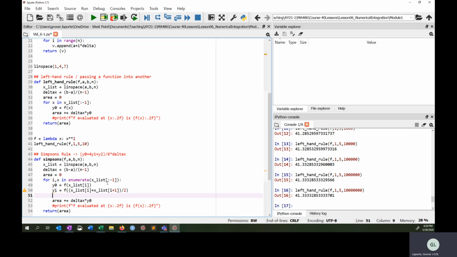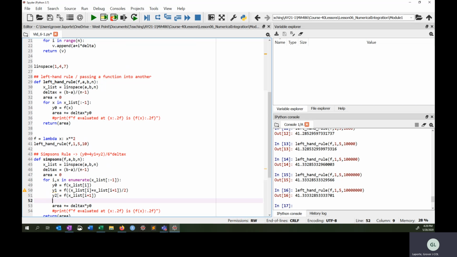And then Y2 is going to be, so what that's giving you the left part of the interval. This is giving you the middle part of the interval. And then we want the right side of the interval. So Y2, or the interval. And so that'll be f of x underscore list I plus 1.